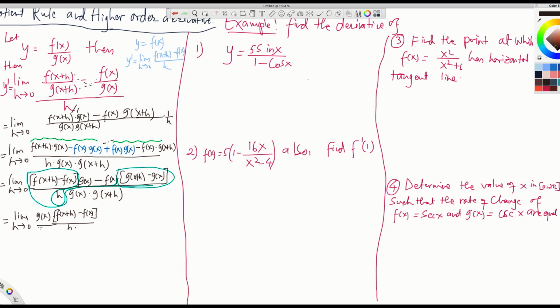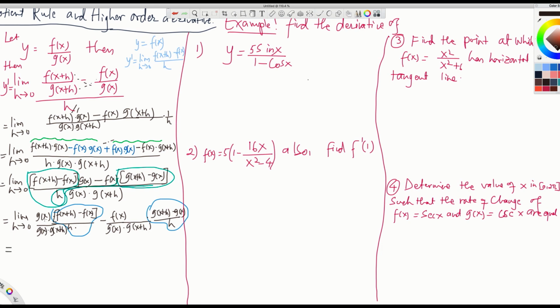So g of x times g of x plus h, and then there is h there, and then minus f of x over g of x times g of x plus h, times g of x plus h minus g of x, divided by h. When limit h tends to 0, again let me circle that thing, that will be f prime of x and that thing will be g prime of x. So how would that look like then? So it looks like this.